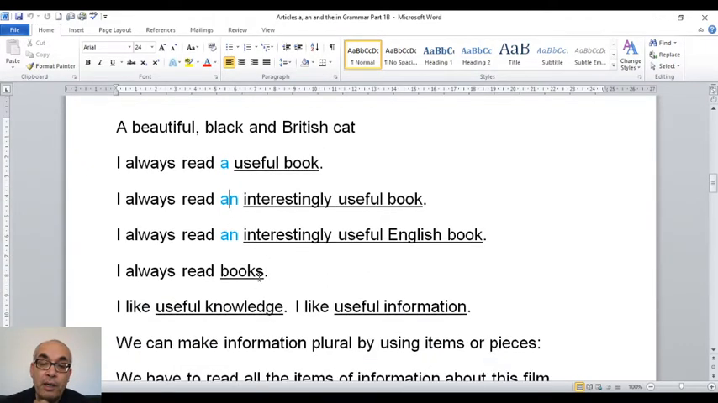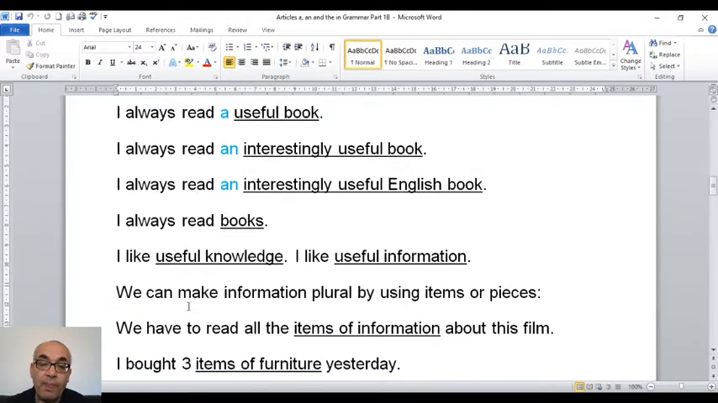If you use plural, books, you don't put a or an before books, because plural books means many books. If it is plural, I don't put a or an. Again here, I like useful knowledge. I cannot say a useful knowledge because knowledge is not countable, so I cannot say a knowledge, it's wrong. So I like knowledge, I like useful knowledge. The same here, I like information or I like useful information, because information is not countable. I cannot say an information, I cannot say a useful information, no.